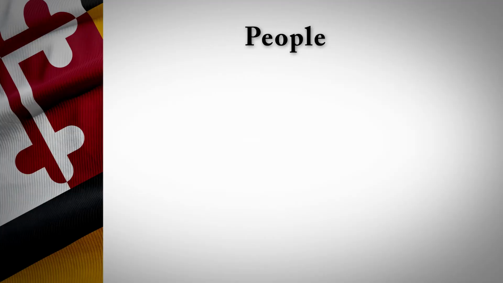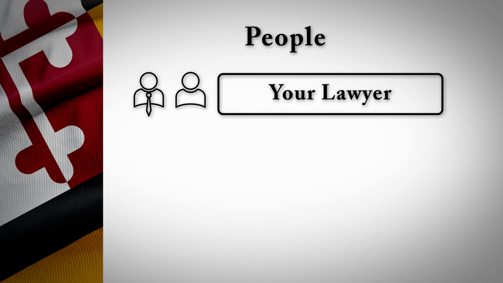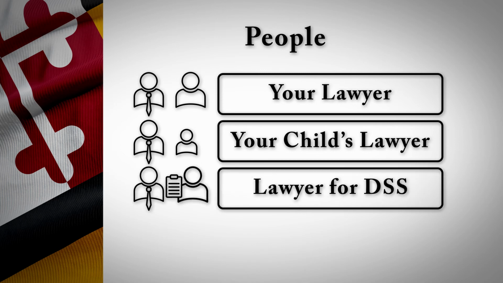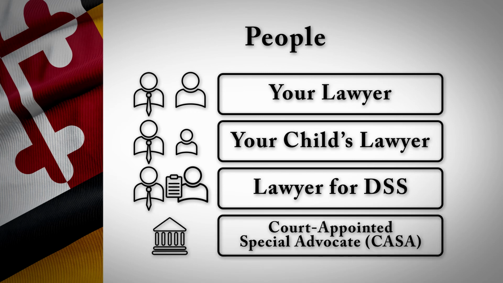We've covered a lot of material. Let's review. There are at least 3 parties involved in your child welfare case, and each party has a lawyer. You are entitled to a lawyer, and you may qualify for a free lawyer through the Office of the Public Defender. Your child will also have his or her own lawyer. And DSS will have a lawyer who presents evidence gathered by your social worker to the court. The court may appoint a CASA in your case. Remember, the court's goal is to have your child in state custody for the shortest time possible.